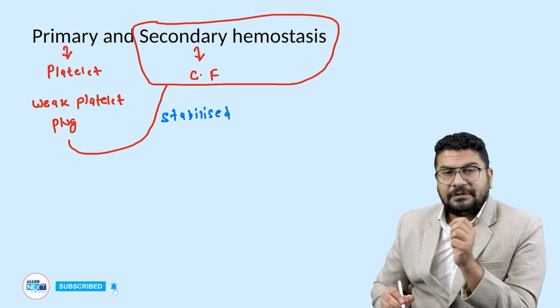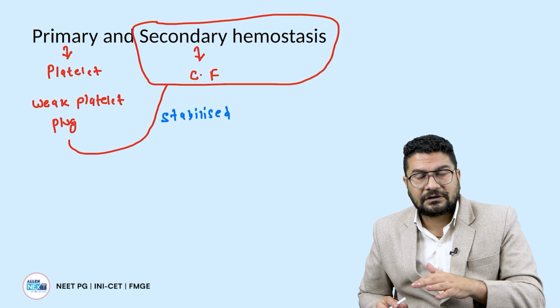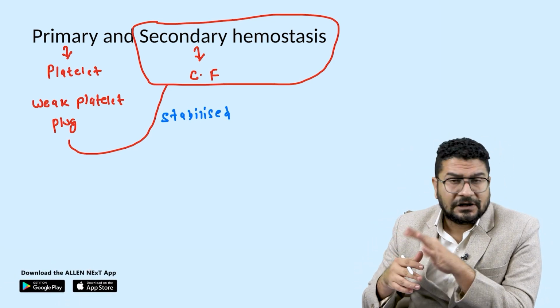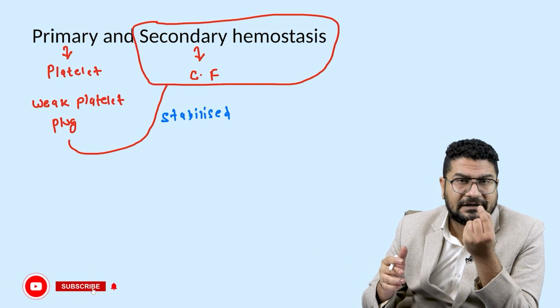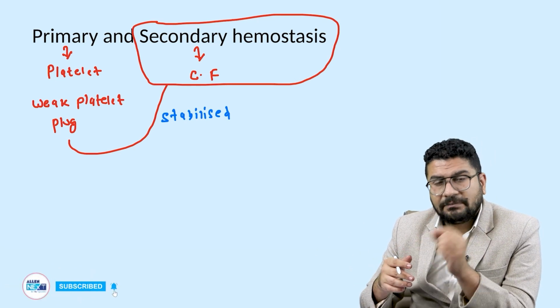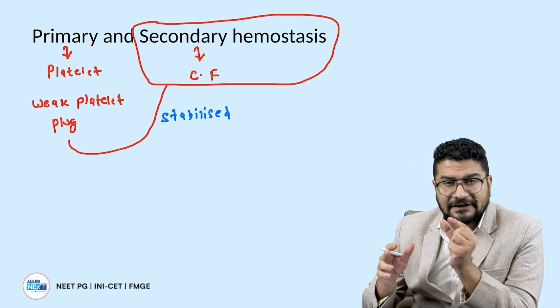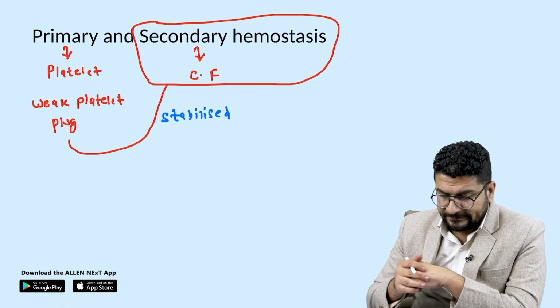For example, you get a simple bleed. There is vasoconstriction followed by platelet adhesion. There will be degranulation of platelets. Ultimately, many platelets will aggregate, with interaction of GP1B and GP2B3A. So we get a weak platelet plug, which has a chance of rupture, and that is why it is stabilized. The strengthening is provided by clotting factors. That is called secondary hemostasis.